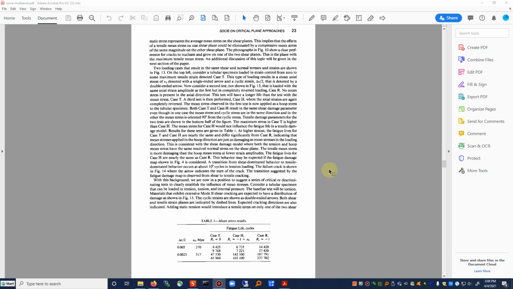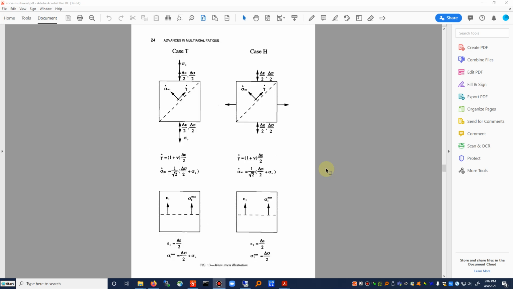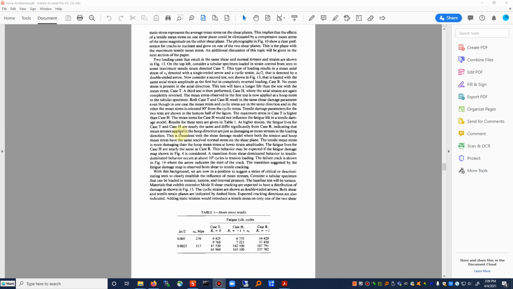All right, the baseline test will be torsion. Materials that exhibit extensive mode 2 shear cracking are expected to have a distribution of damage as shown in Figure 15. Cyclic strains are shown with double-ended arrows. Both shear and tensile strain planes are indicated by the dashed lines. Expected cracking directions are also indicated. All right, so let's see, Figure 15.